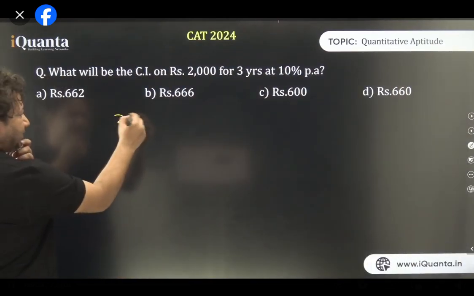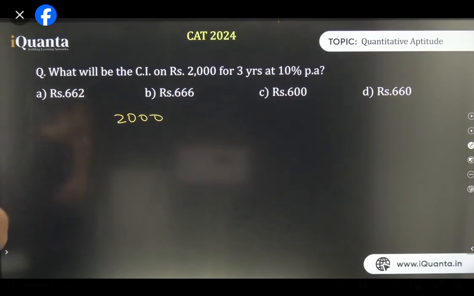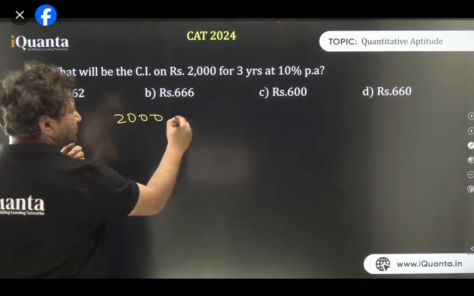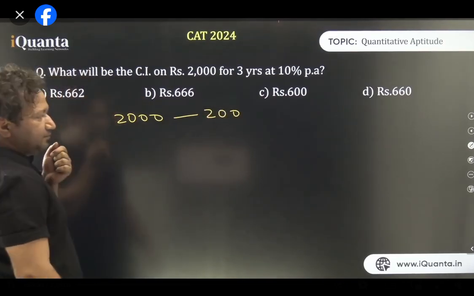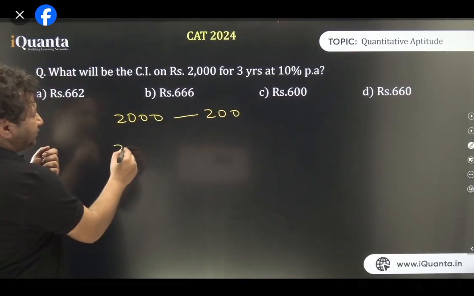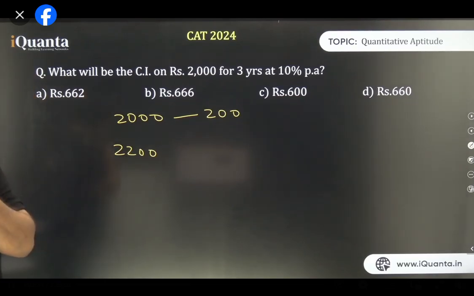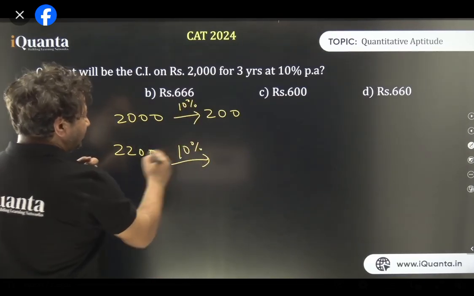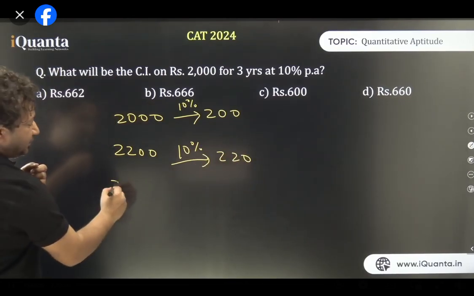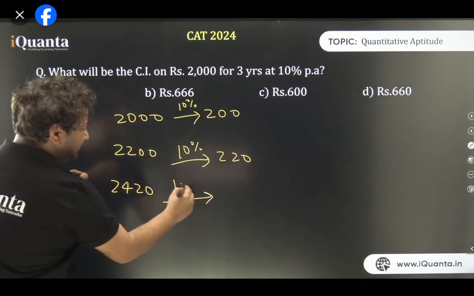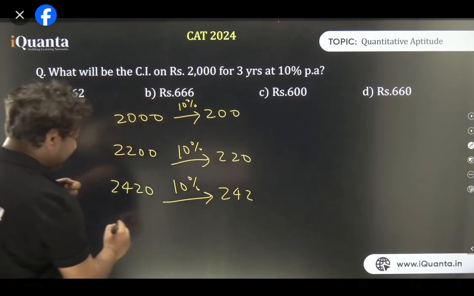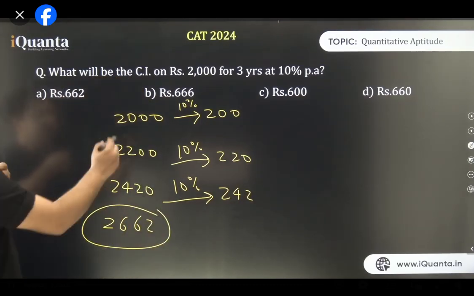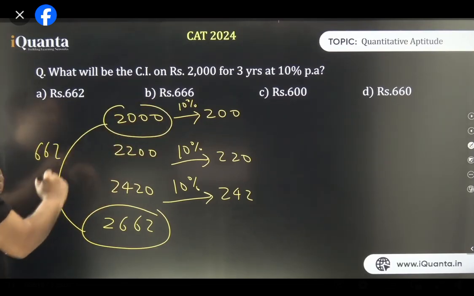So we had 2,000 earlier. It increased by 10%. What is 10% of 2,000? 200, isn't it? So it became 2,200. Again 10%, that is 220. Now adding them up, it became 2,420. Again 10%, that is 242. So now it became, if I add them, 2,662. We have 2,662. Earlier it was 2,000. The difference is 662. That happens to be our answer. Clear?